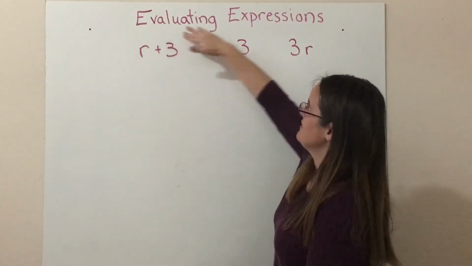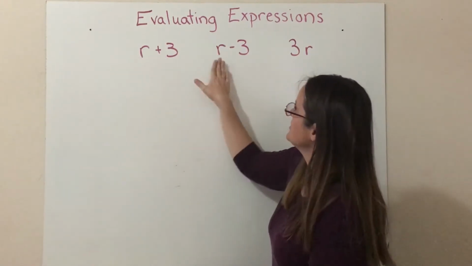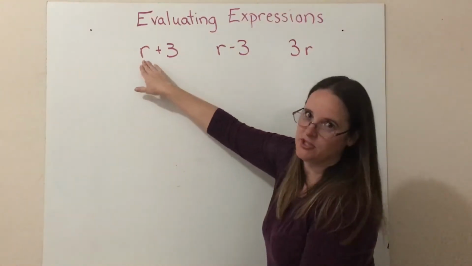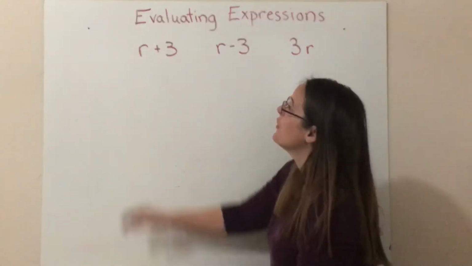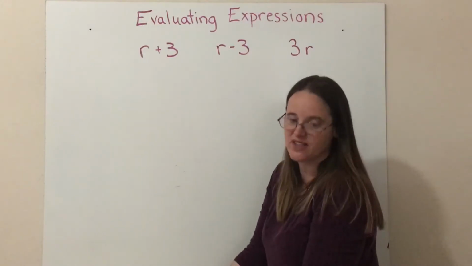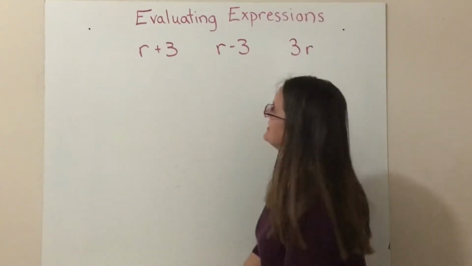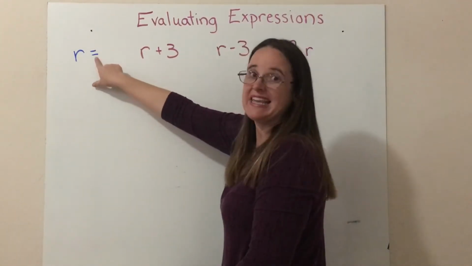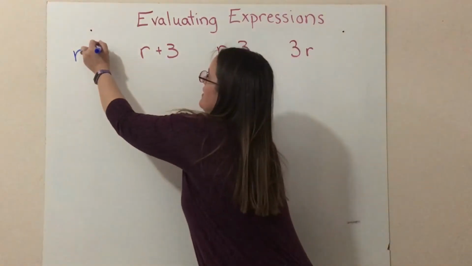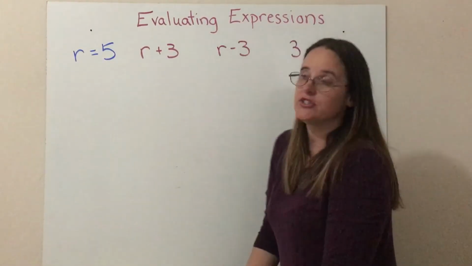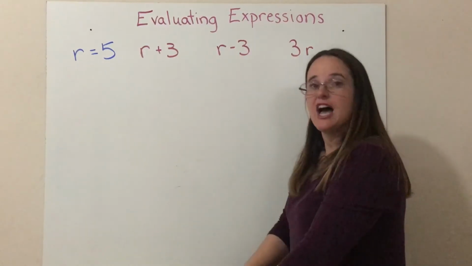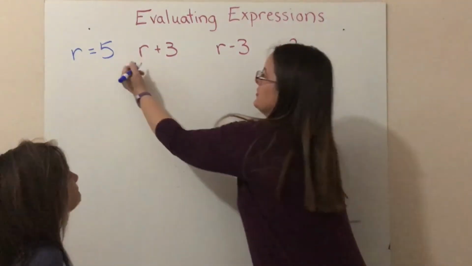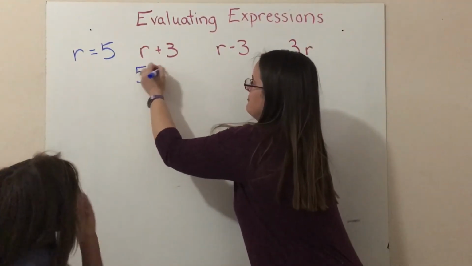When we evaluate expressions with variables, these letters that we don't know the value of, we need to be told what the value is, because there's no way to solve it unless you tell me what r is. In the book, it says r is, and another way to write that is with an equal sign, 5. Now when I'm solving these expressions, I'm just going to take the number 5 and plug it in for r for each of the problems. So instead of r plus 3, I want to write 5 plus 3.